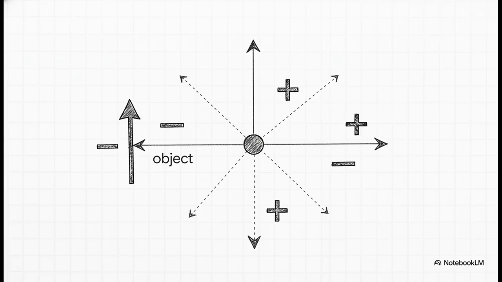Now, these four rules are very, very important. You have to memorize them. Let's go through them slowly. 1. The object is always placed to the left of the mirror. Always. 2. All distances, no matter what, are measured from the pole. 3. Distances to the left of the pole are negative and to the right are positive. And 4. Heights above the principal axis are positive and heights below are negative. And just think about it. Since the object is always on the left, what does that mean for the object distance U? It means U will almost always be negative.